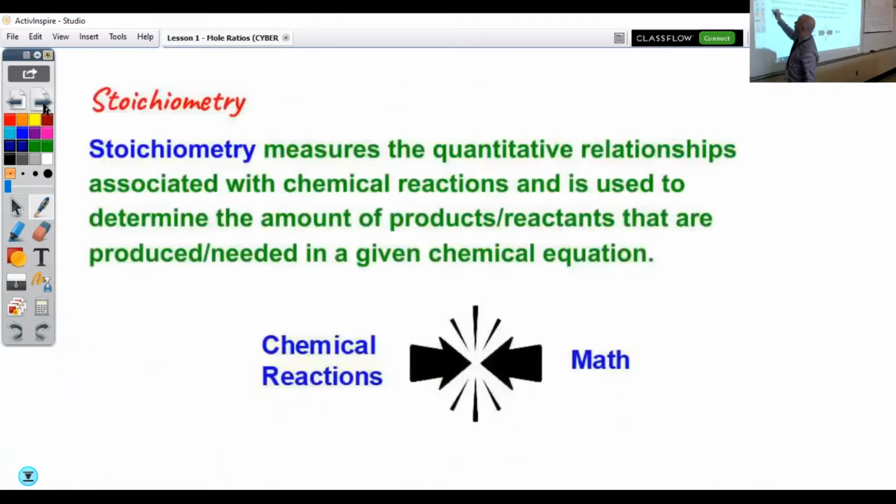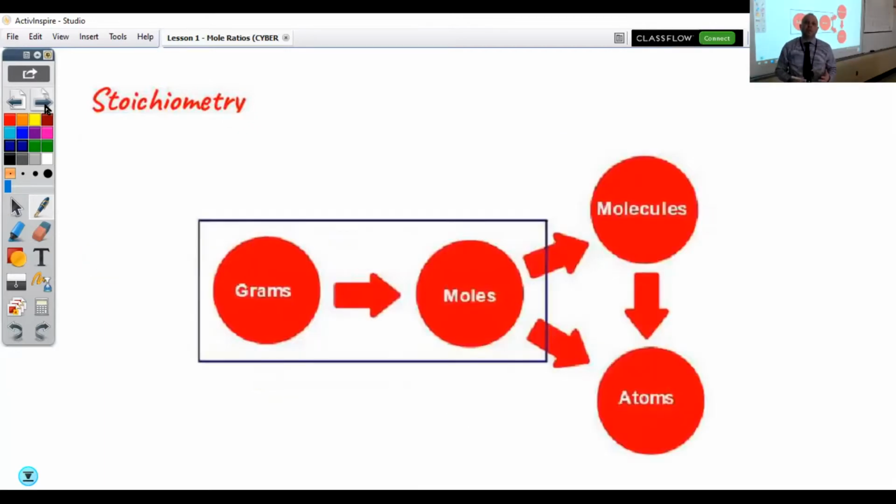So if we take a look at our first slide, it says stoichiometry measures the quantitative, meaning having to deal with numbers, relationships associated with chemical reactions and is used to determine the amount of products or reactants that are either produced or needed in a given chemical equation. You may remember this picture from earlier in the school year when we learned how to do conversions between mass of something and moles of something. We also at that time learned how to go to either molecules or formula units or even atoms, depending on whether we had a compound or a single element.